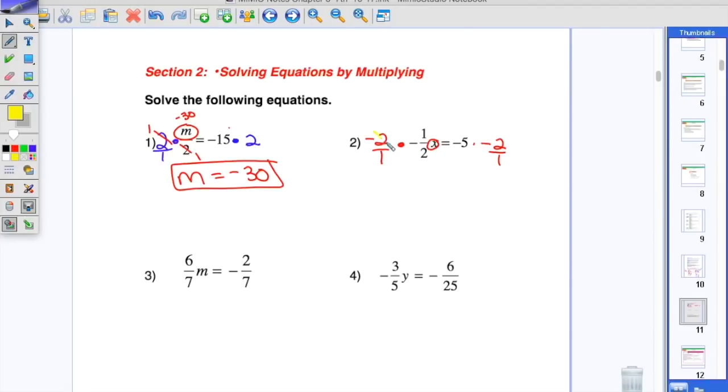Now we can cross cancel. Our 2's cancel out. Our 1's cancel out. 2 negatives makes a positive, so we're left with x equals. And a negative 5 times a negative 2 is a positive 10. So our answer is x is equal to 10. So remember, if you have a fraction, you want to multiply by its multiplicative inverse, or its reciprocal.